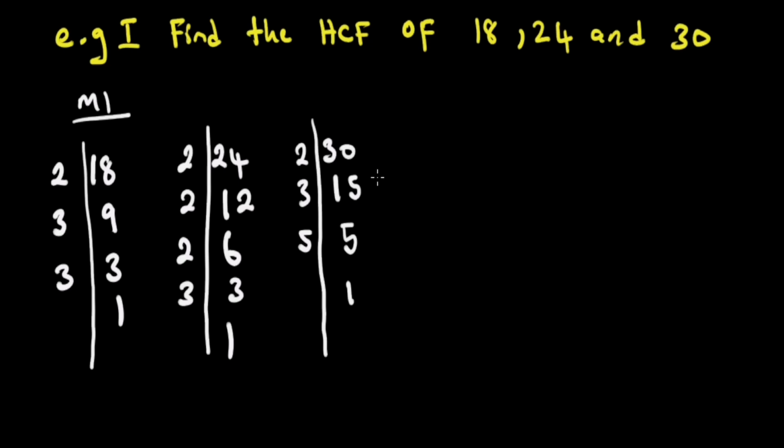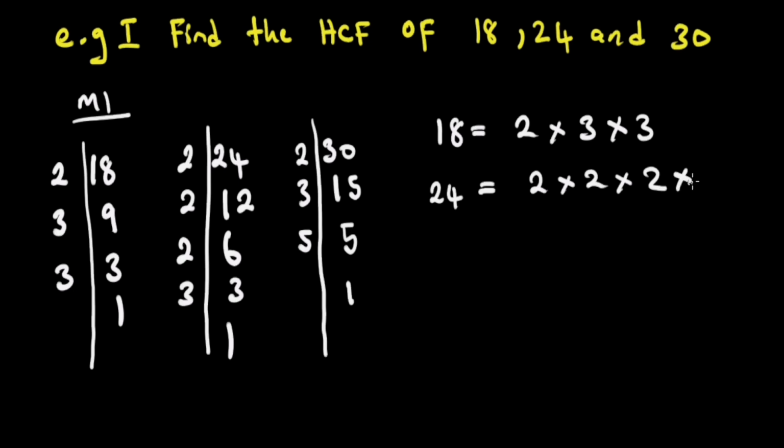After tadaiso, takati isusu we are going to express 18 being equal to 2 times 3 times 3. Tovatati zvakare 24 iri equal to 2 times 2 times 2 times 3. Tovatati isusu 30 iri equal to 2 times 3 times 5.